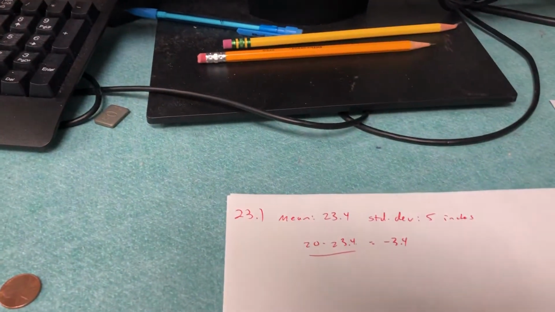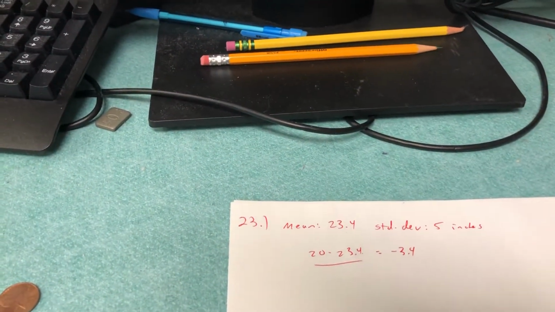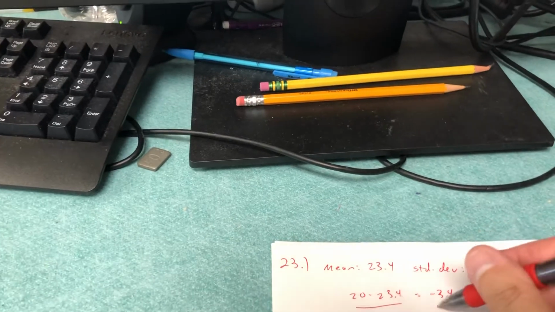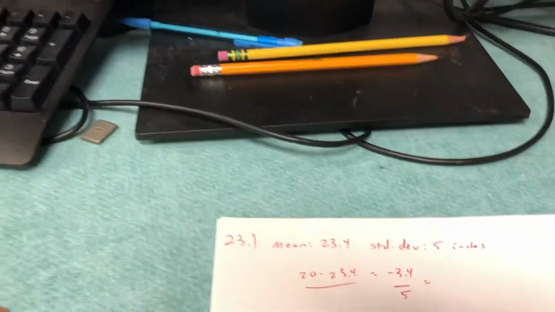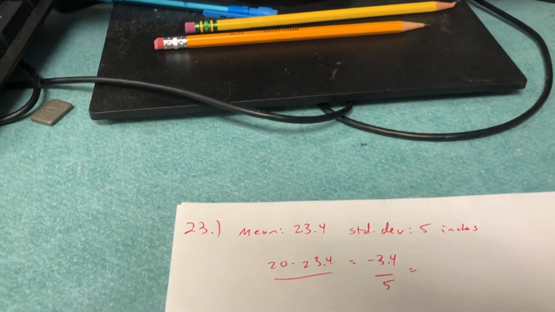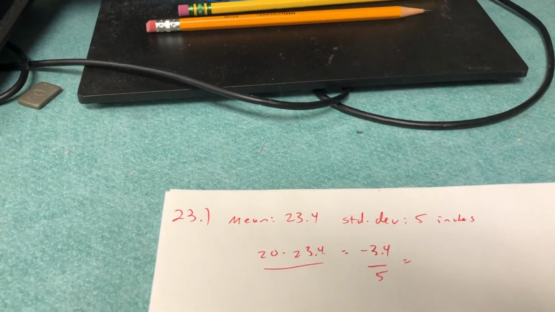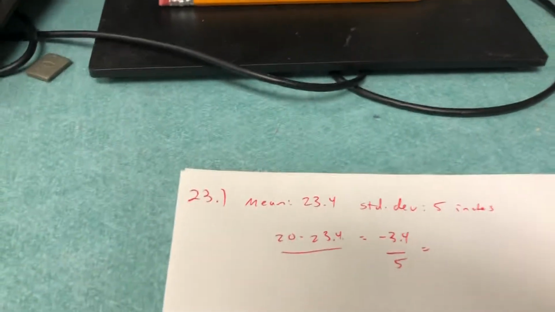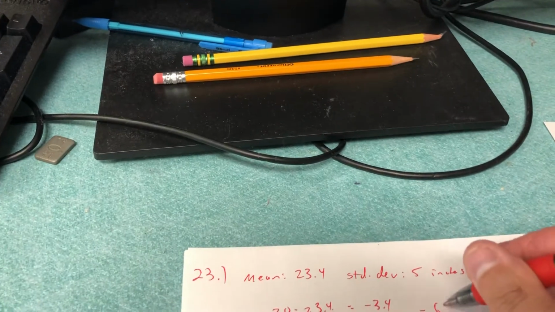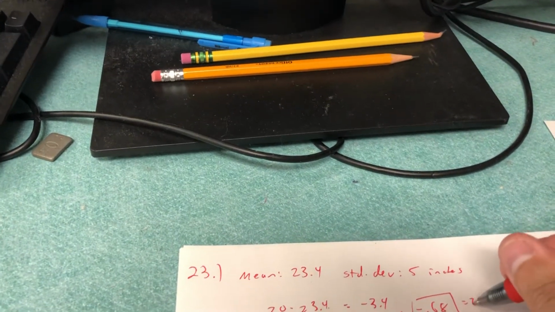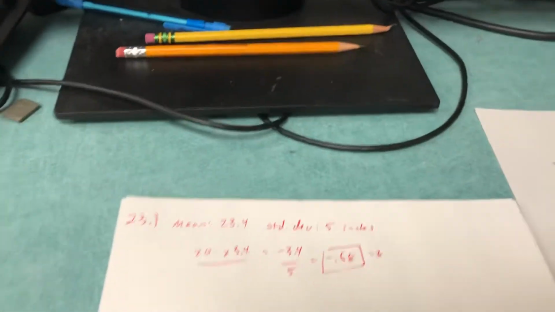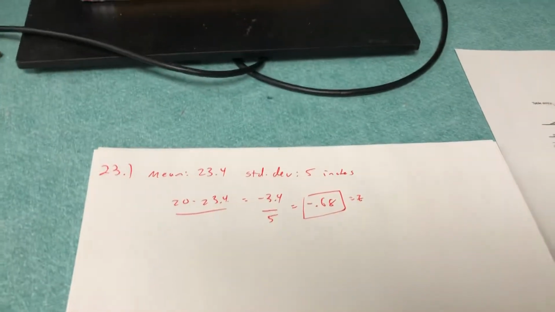So I want to know how many standard deviations that is. Well, it's only part of a standard deviation. Standard deviation is 5. So remember, you divide by the standard deviation. And negative 3.4 divided by 5 is going to be approximately negative 0.68. So that's Z, okay? It did not ask for a percent. It asked for Z. That's the number of standard deviations, okay?